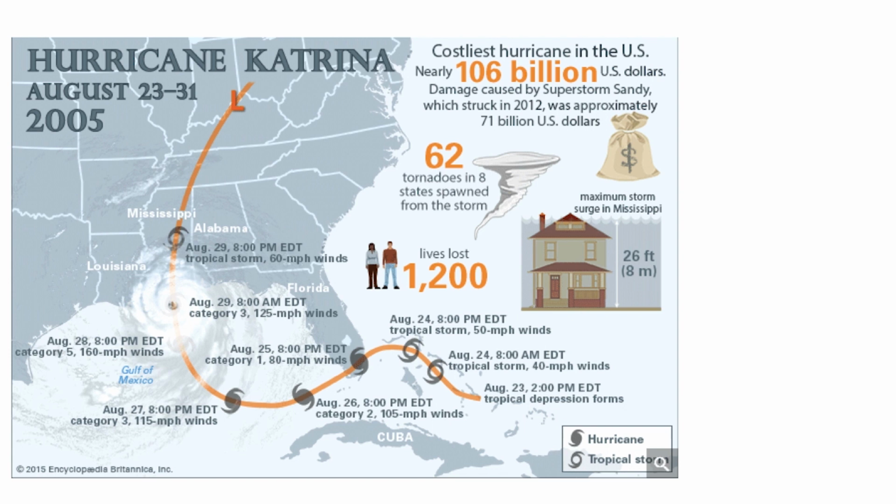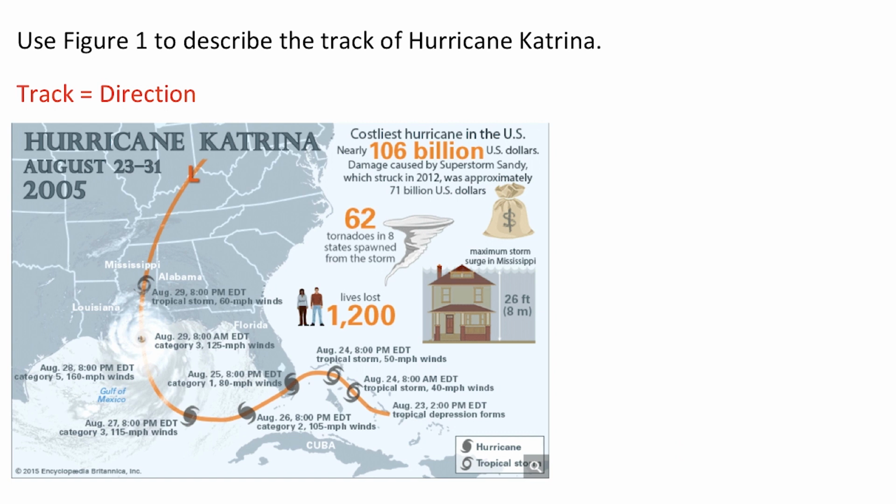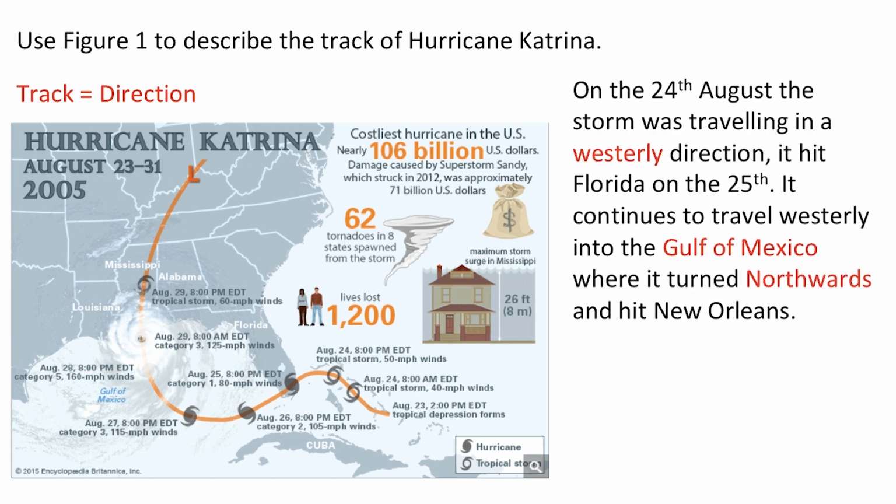Our final little map to take a look at. This time we're looking at the track of Hurricane Katrina. There's lots of information on this map. Let's see what the examiner is asking us to do. He's asking us to use figure 1 to describe the track of Hurricane Katrina. The word track means direction. So we're looking at the route. Where did the hurricane travel? Let's take a close look at that map.